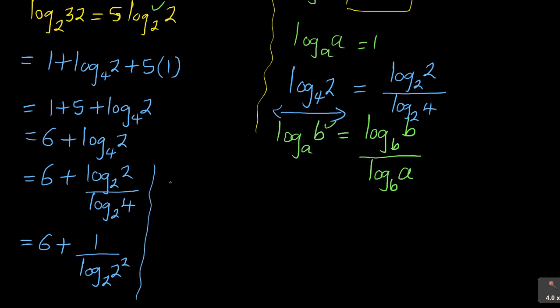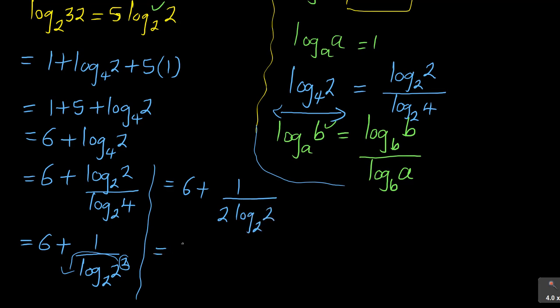And then if we follow the same way we did, with the exponent dropping down, this is 6 plus 1 over, now the exponent here is going to drop, so that I've got 2 log base 2 of 2.